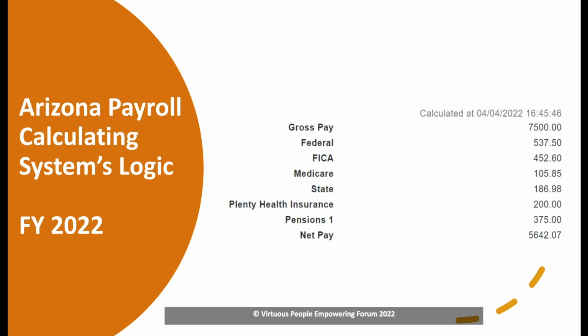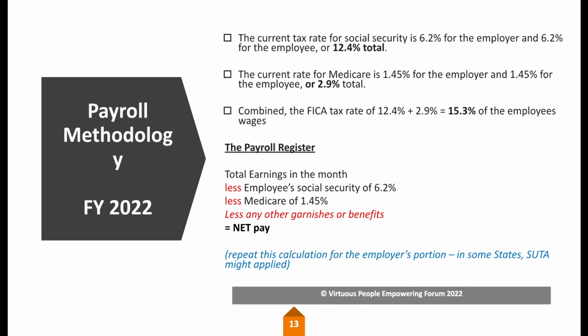Wages, salaries, bonuses, or other compensation paid for services performed in Arizona are subject to state income tax withholding with exceptions. FICA refers to the Federal Insurance Contribution Act, which is the legislation that authorizes the government to collect this tax, better known as Social Security.